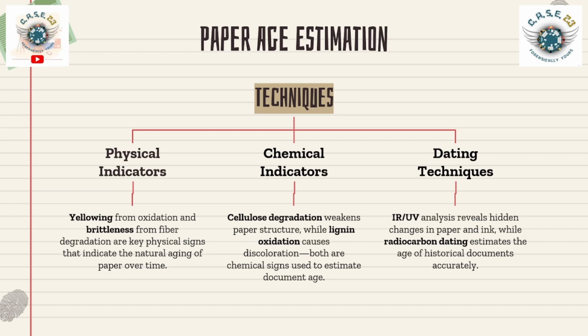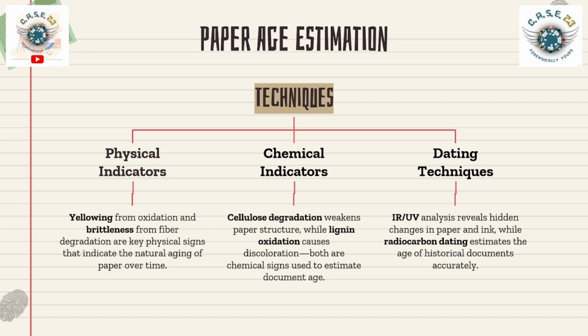Now this yellowing is caused by oxidation when the paper reacts with air, and similarly brittleness is caused as the fibers inside the paper start breaking down. So if a document looks too clean or fresh but claims to be 20 years old, that's a big clue that something is wrong. And the second are the chemical indicators.